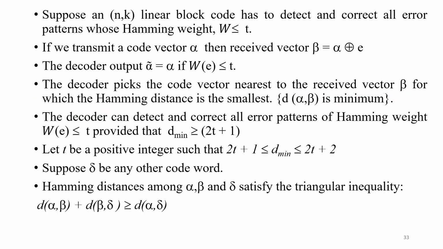Suppose an (n,k) linear block code has to detect and correct all error patterns whose Hamming weight w is less than or equal to t, and if it transmits a code vector alpha, then the received vector beta will be equal to alpha plus E.